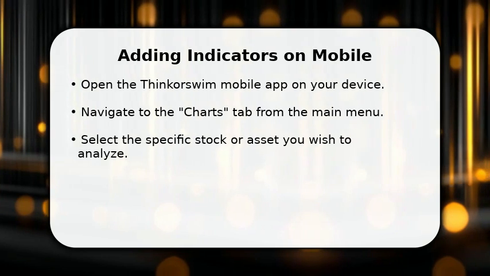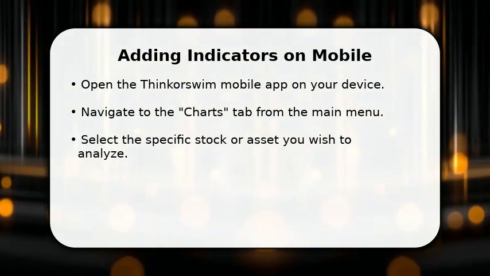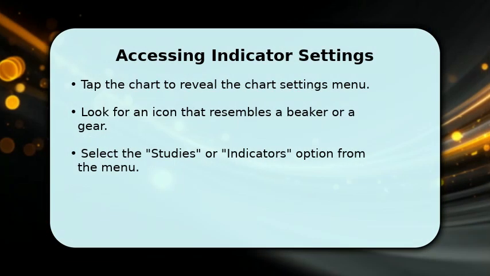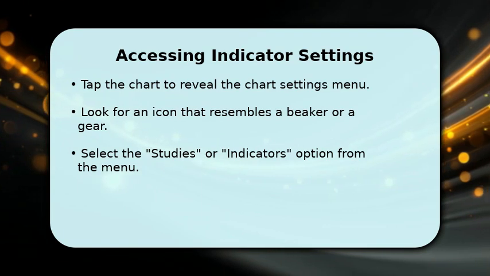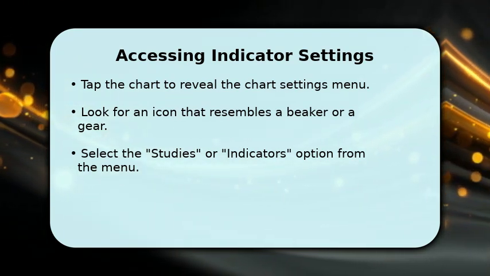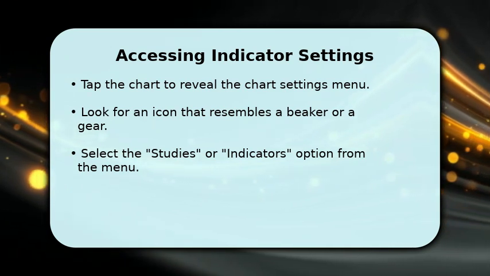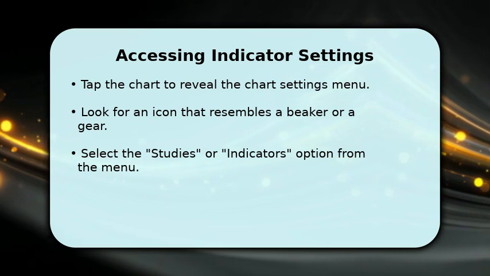Next, choose the particular stock or financial instrument for which you want to apply technical indicators. Now that you have your chart open, tap anywhere on the chart itself to bring up the Chart Settings menu. You'll typically see a small icon, often a beaker or a gear, representing studies or indicators. Tap this icon to proceed.